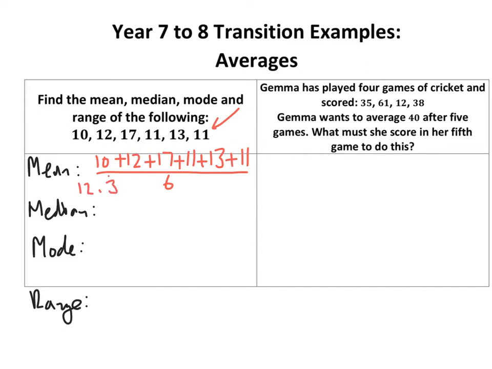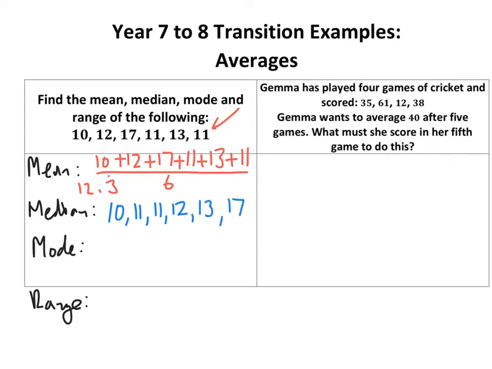That's fine. Whilst all the others are whole numbers, to have a mean that's a decimal is absolutely fine. Now the median, I'm going to do this in a different colour so we don't get confused. I'll do it in blue. You can't find the median until you put everything in order, because the median is the number that's in the middle. So, put everything in order. 10 first, a couple of 11s, a 12, a 13 and a 17.